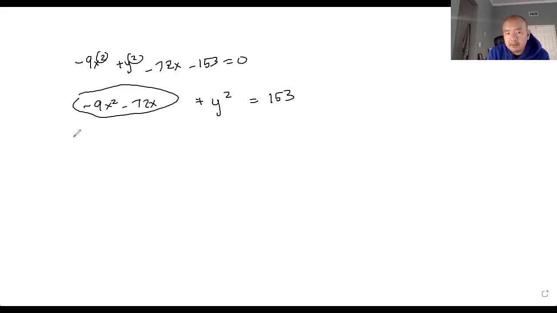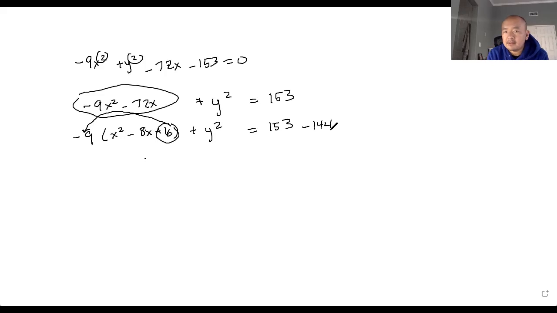What I'm going to do is factor out the negative 9, and it's going to be x squared minus 8x, right? And then from here, I'm going to complete the square. So 8 divided by 2 is 4. 4 squared is 16. Then plus y squared is equal to 153. And naturally, you just add 16, but remember that this 16 is in the parentheses of this negative 9. So you need to multiply the negative 9 and the 16, which is equal to negative 144.